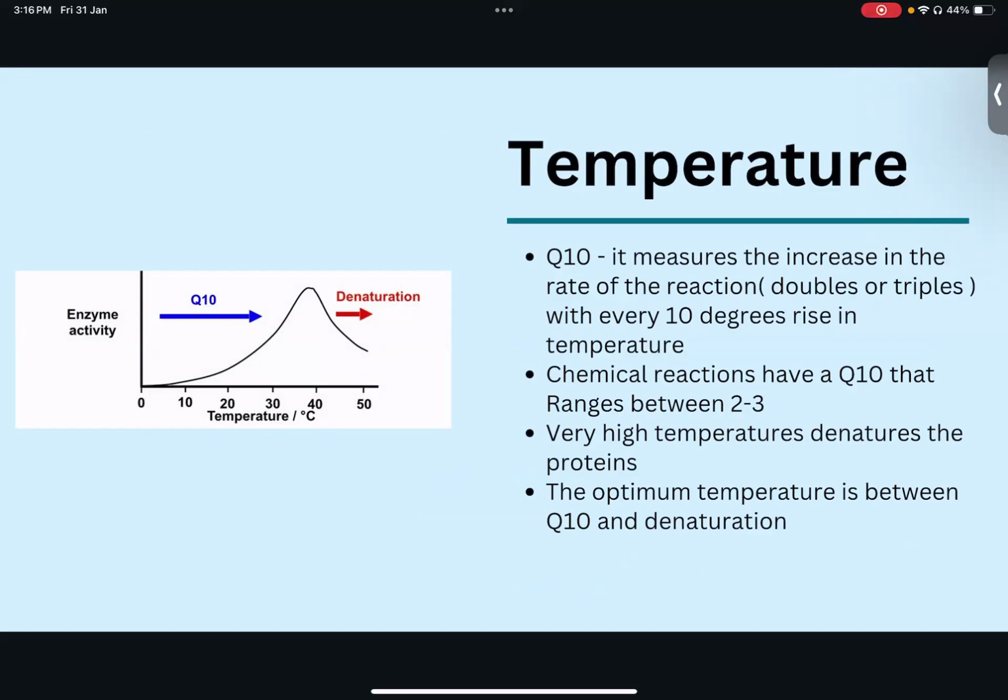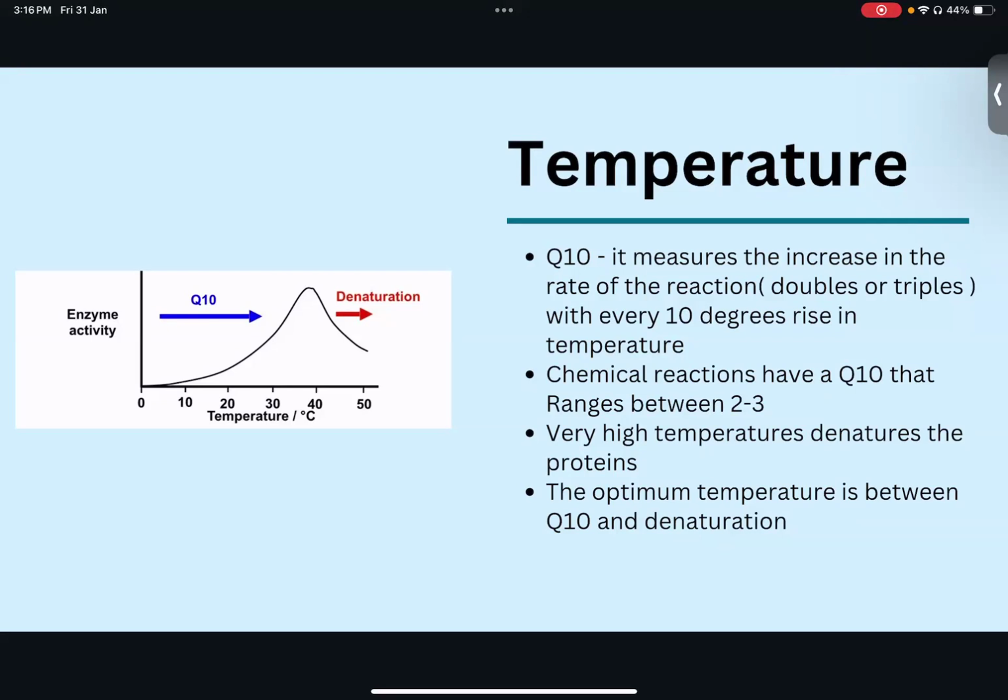So there is something called an optimum temperature, where if we increase the temperature more than this optimum temperature, we will start denaturing the enzyme and destroying it. And now we're not going to increase the rate of the reaction. We will start to decrease the rate of the reaction, because we're going to destroy the enzymes, and we don't have enzymes to produce products.